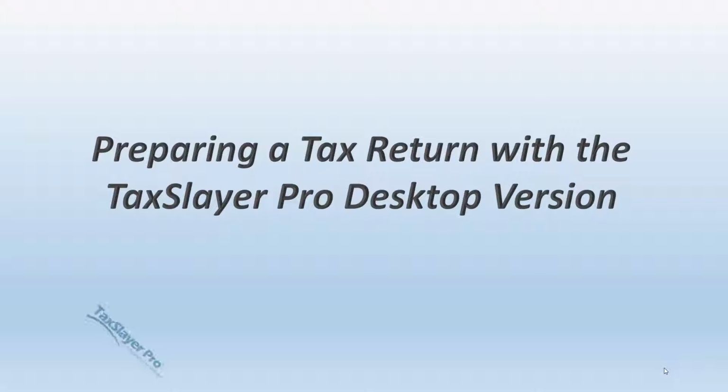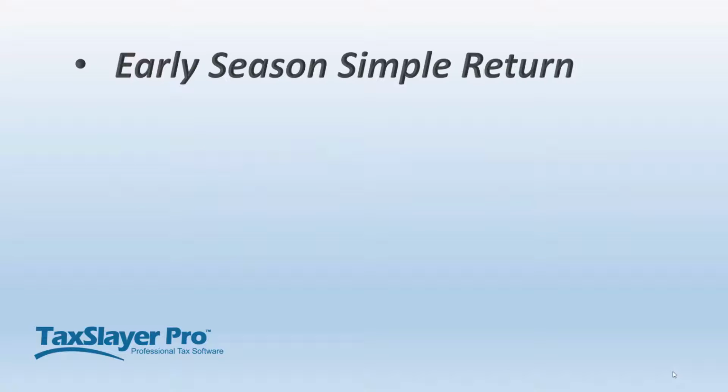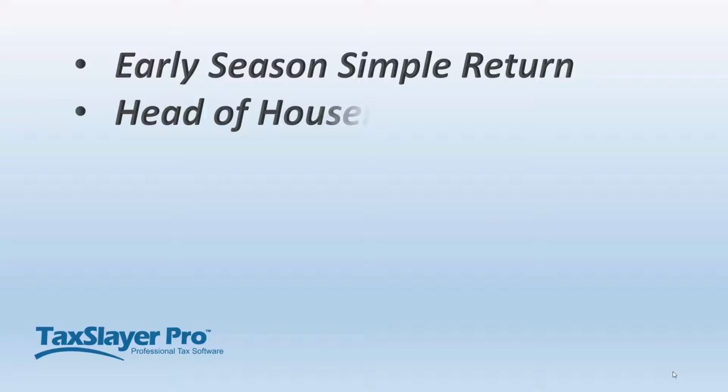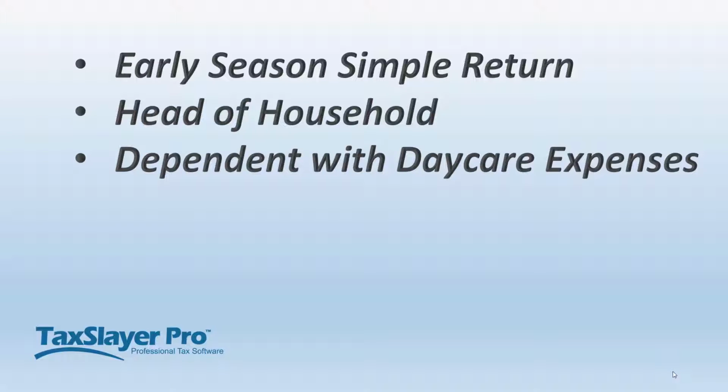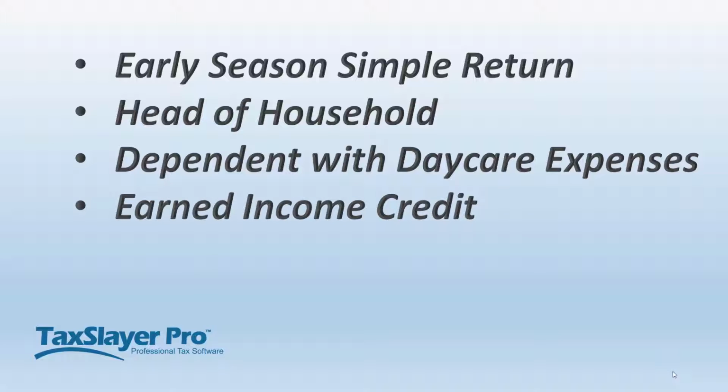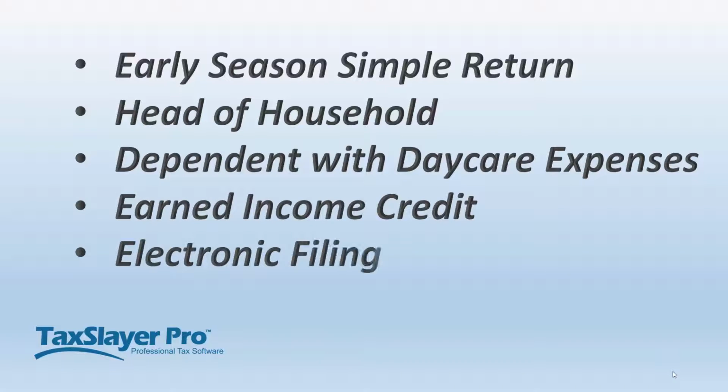In this video, we'll go over preparing a tax return with the TaxSlayer Pro desktop version for 2016. We're going to prepare an early season simple tax return. We're going to mark our client head of household filing status. Our client has a dependent with daycare expenses. Our client also qualifies for the Earned Income Tax Credit, and we're going to mark the return for electronic filing.